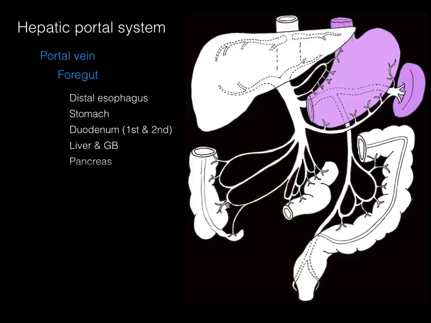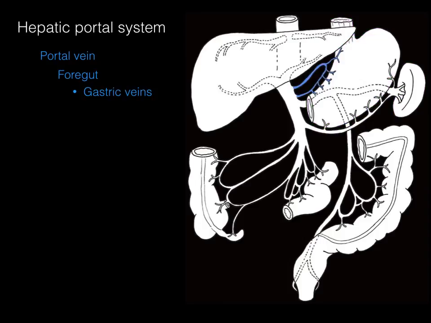The foregut is made up of the distal esophagus, the stomach, first and second part of the duodenum, liver and gallbladder, pancreas, and spleen. And the veins that drain in from the foregut include our gastric veins, left and right gastric veins, that drain from the lesser curvature of the stomach directly into the portal vein. And then we have our gastro-omental veins that drain both to the portal vein and to the splenic vein. And another word for the gastro-omental vein is the gastroepiploic.